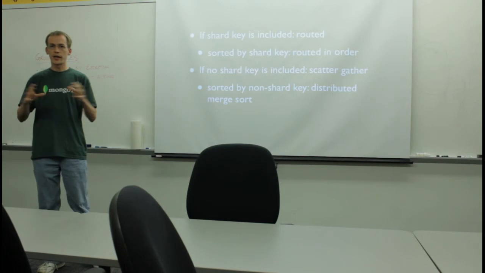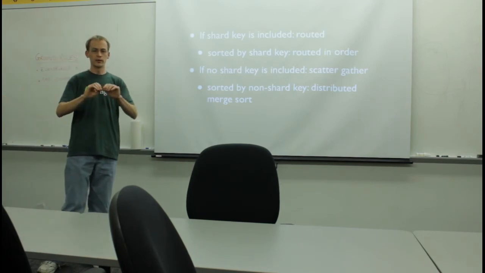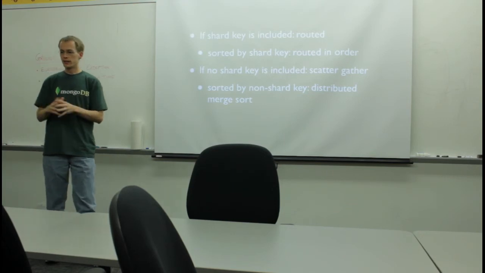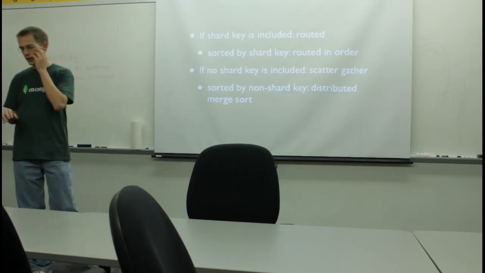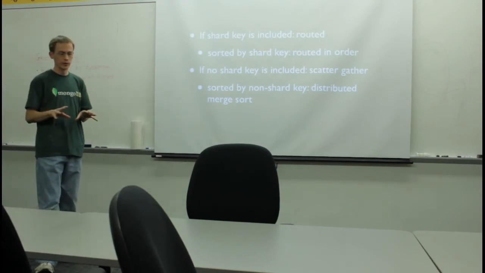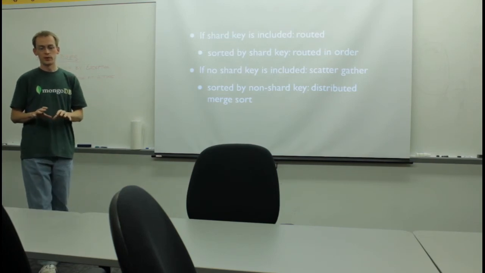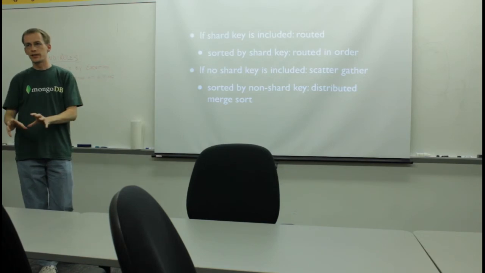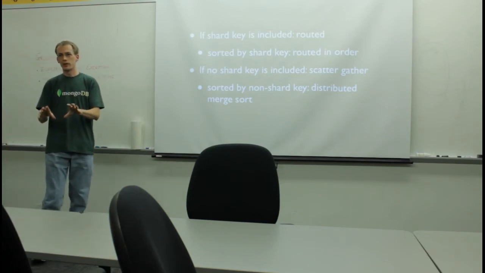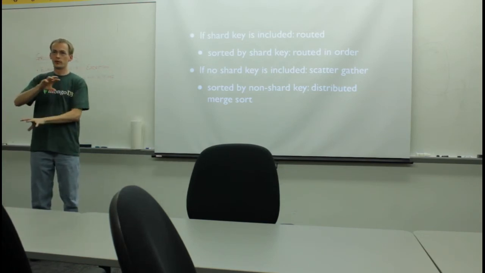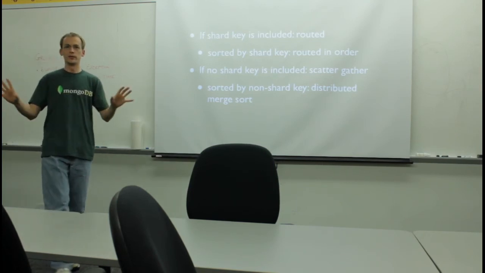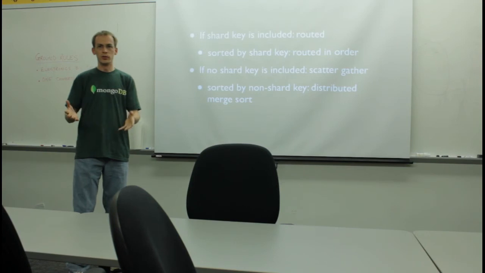If it has to do a scatter query, where it has to query all of them, it's a little more interesting, because then it does a distributed merge sort in that case to sort them. So basically each shard sorts its subset of data, sends it back to the MongoS process, and the MongoS has to then arrange those in the right order and ship it back to you. And all of that is completely hidden from you as a developer. You just issue the sort command.